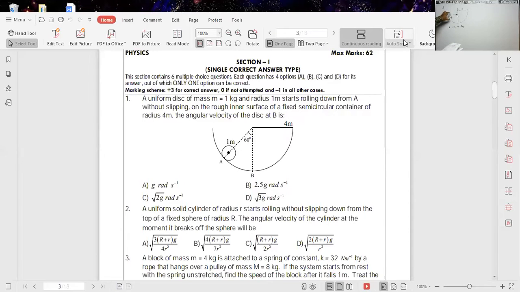When the disk is released, as sufficient friction is there, it rolls without slipping, comes down and reaches the bottom of this semicircular surface. They asked what is the angular speed at this point when it reaches here. That is the question mark.